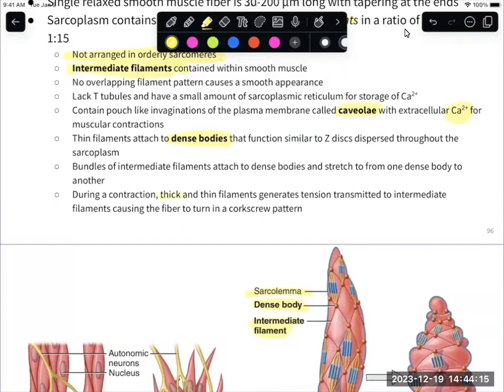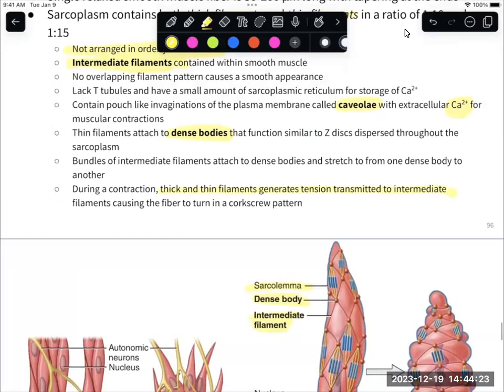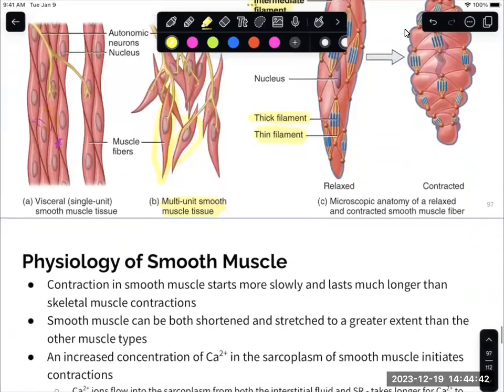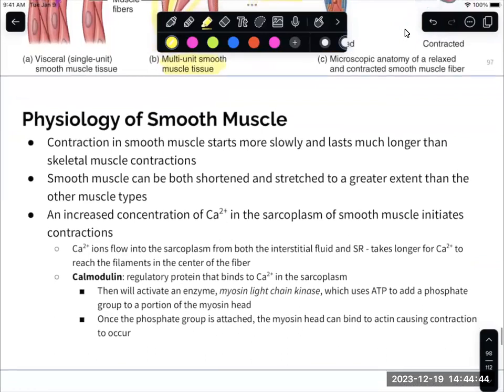During a contraction, the thick and the thin filaments generate tension, and it transmits to those intermediate filaments, which allows these smooth muscle cells to contract in a corkscrew-like pattern. So they kind of rotate when they contract. They're going to go in a circular type of pattern each time a smooth muscle cell contracts. And we'll see how that works.